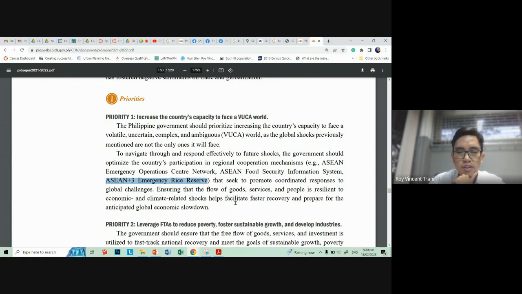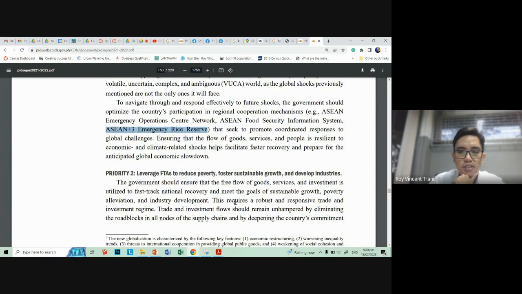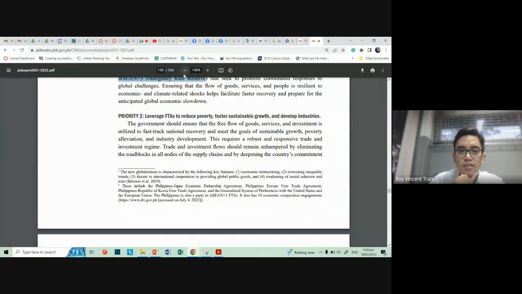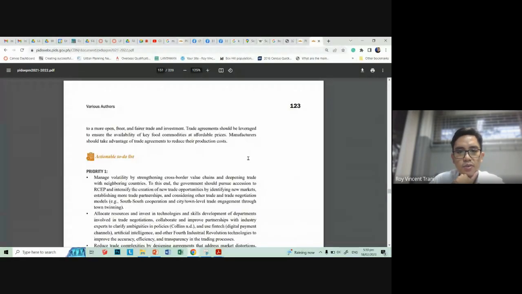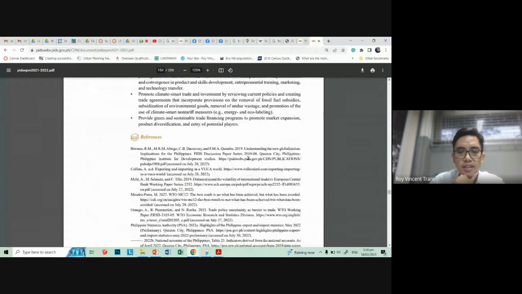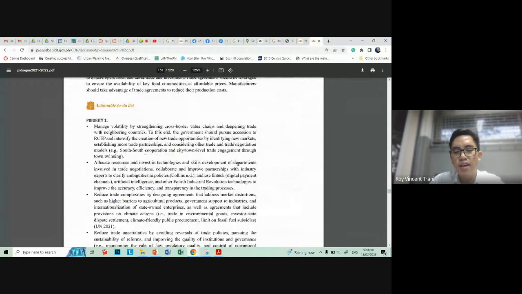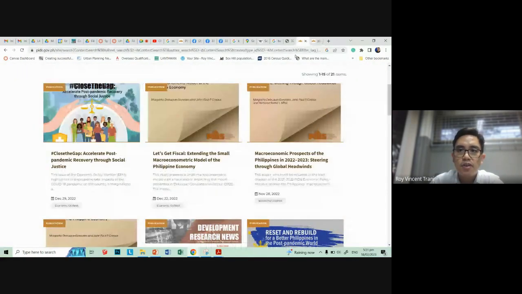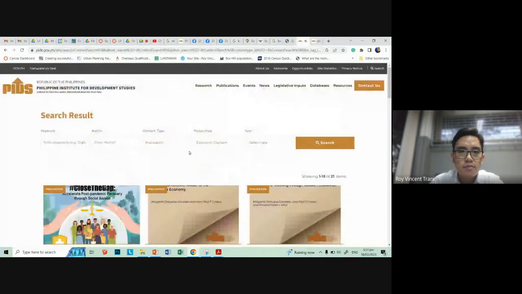Ensuring that flow of goods, services, and people is resilient to economic and climate-related shocks helps facilitate faster recovery and prepare for the anticipated global economic slowdown. So I think this is a bit complex or advanced. Let's just base it on your local community. Like, what can you find in your local area? And for example, let's look here.